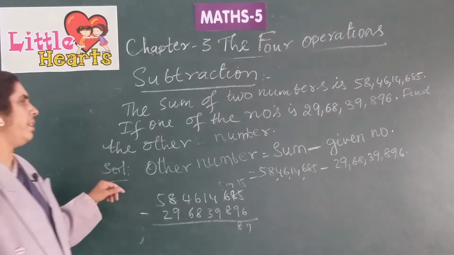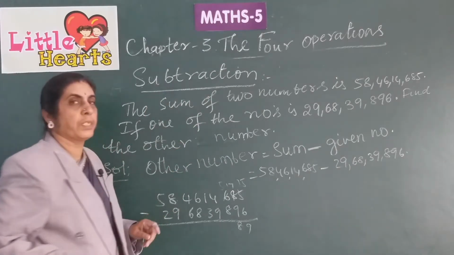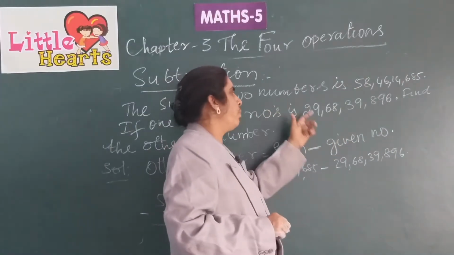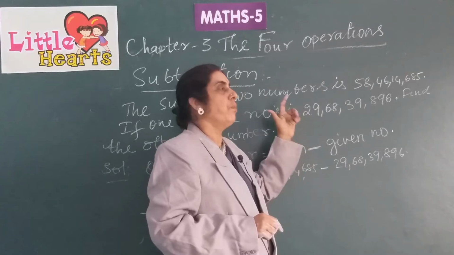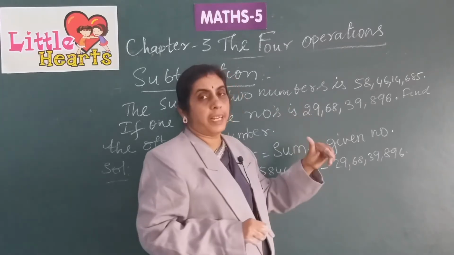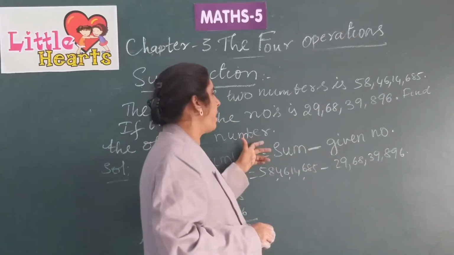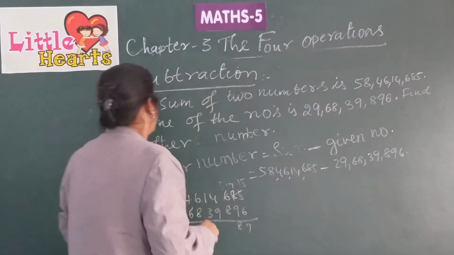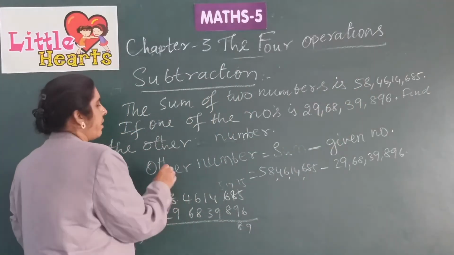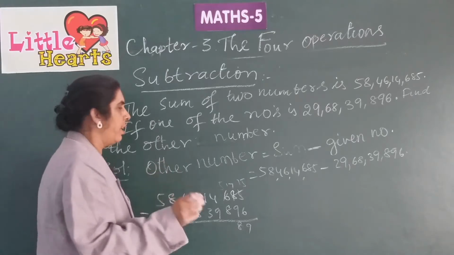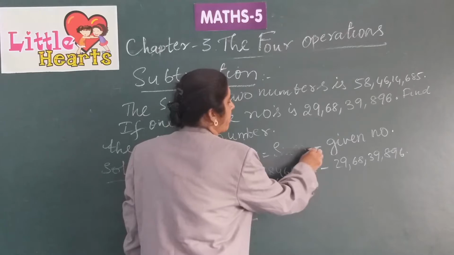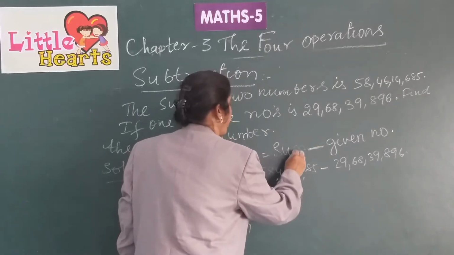What is given? The sum of two numbers. Two numbers are added and the result is given, and one of the two numbers is given. We should find the other number. So sum means the two numbers, after addition the answer is given, that is sum. And how do you find the other number? Other number is equal to sum of two numbers minus given number.